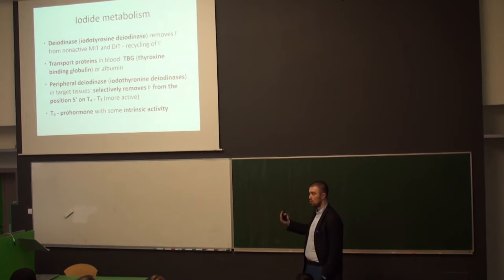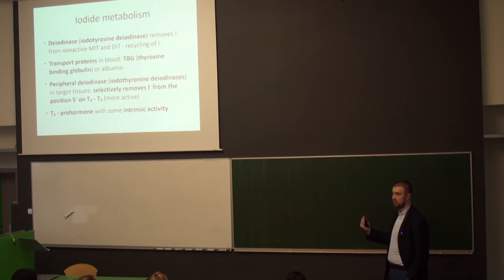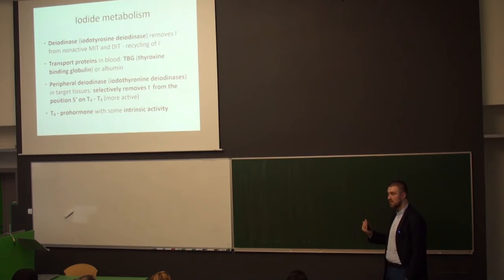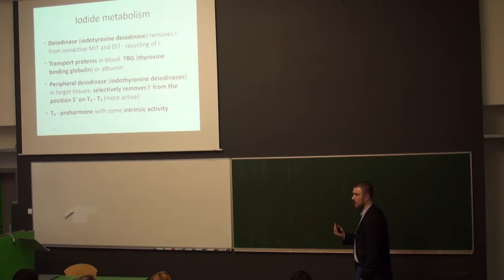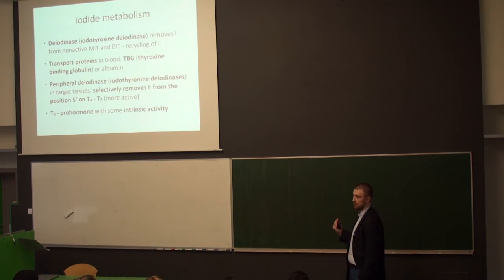And this is the more active thyroid hormone, and it can show more activities in the peripheral tissue that's able to produce it. But thyroxine itself also has activity, but we can call it the prohormone for the more active T3 molecule.